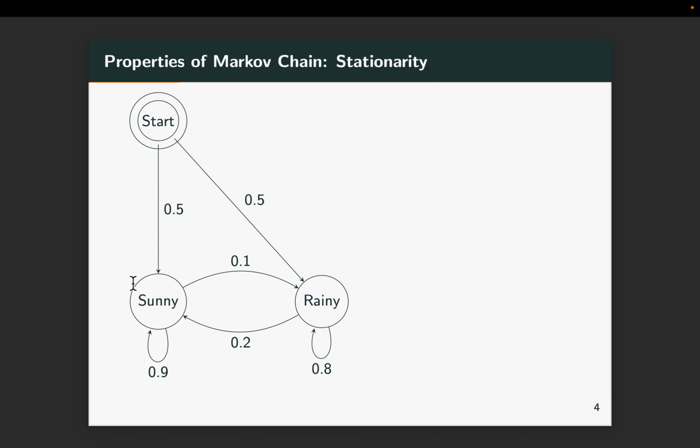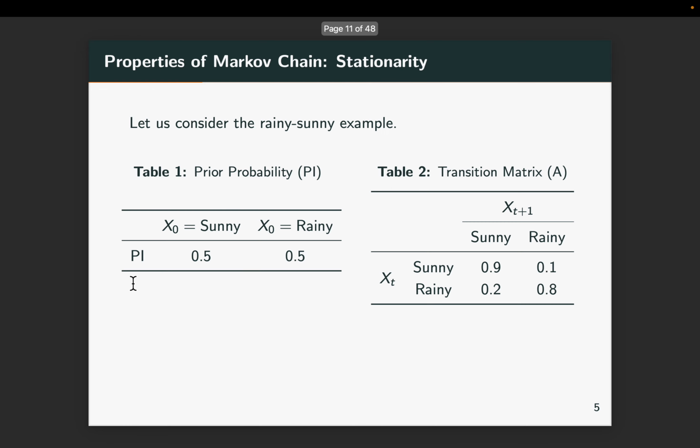We have looked at this kind of a Markov chain earlier. This is the exact same Markov chain which we have been drawing. I have drawn the start, sunny and rainy. This is a finite state machine view of this. And I am again drawing the prior probability and the transition matrix.